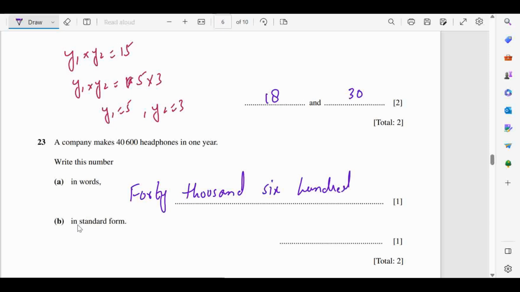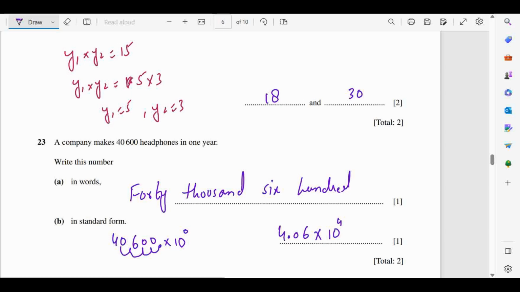Let's move to the next one. Write it in standard form. So for standard form, what we need to do: 6,500 multiplied by 10 raised to power 0. Now we need to shift the decimal towards the left side. 1, 2, 3, 4. So this will be equal to 4.06 multiplied by 10 raised to power positive 4, because we are moving towards the left side.